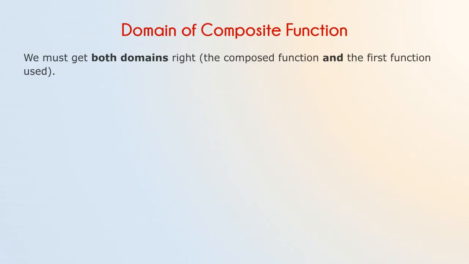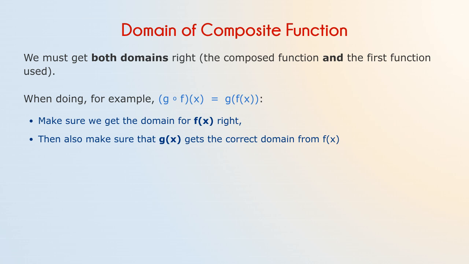We must get both domains right, the composed function and the first function used. When doing, for example, g of f of x, make sure we get the domain for f of x right. Then also make sure that g of x gets the correct domain from f of x.